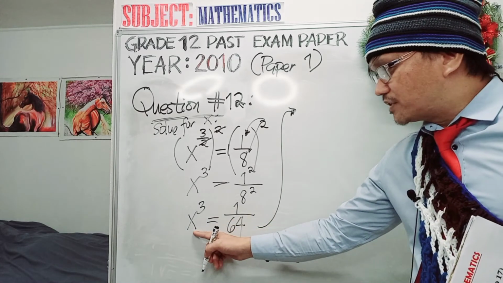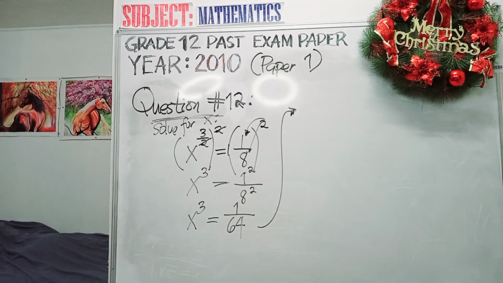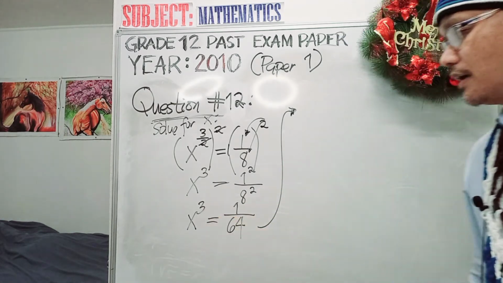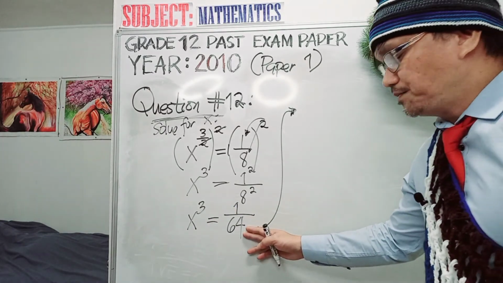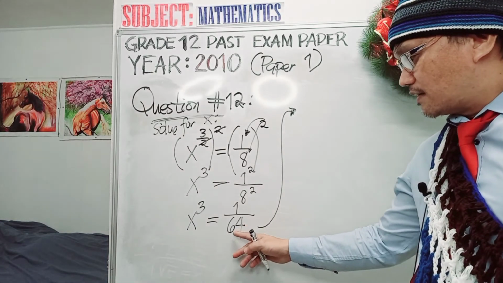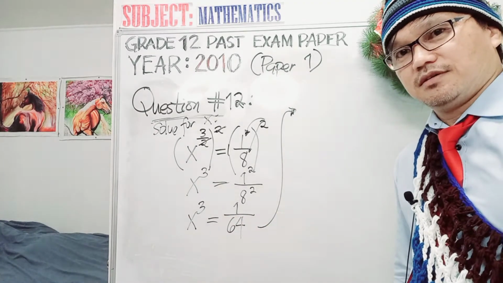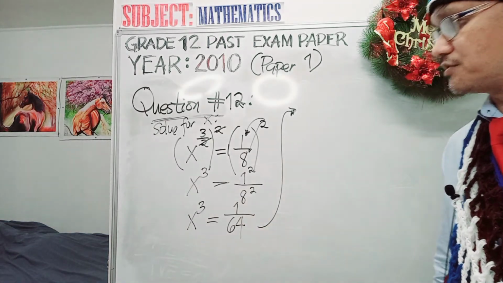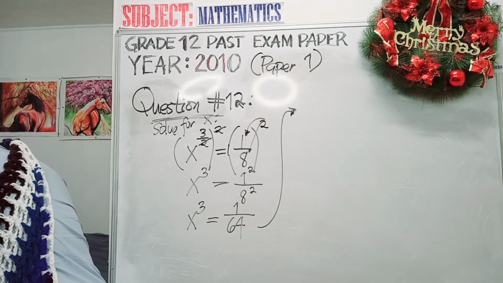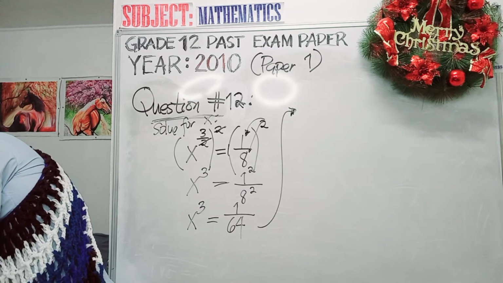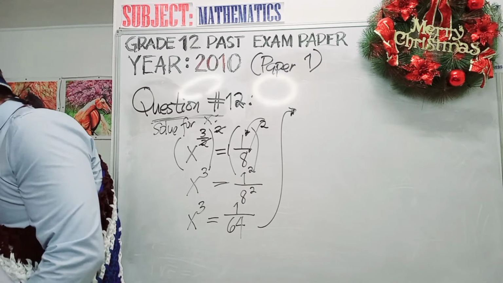We now have x to the power of 3 is equal to 1 over 64. The index that we have for this x to the power of 3 is 3. That's the index. Therefore, we have to express the value 64 in index form in which the index is 3. We have to use your calculator in order to find the value.